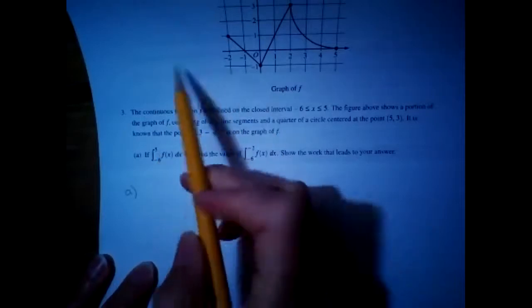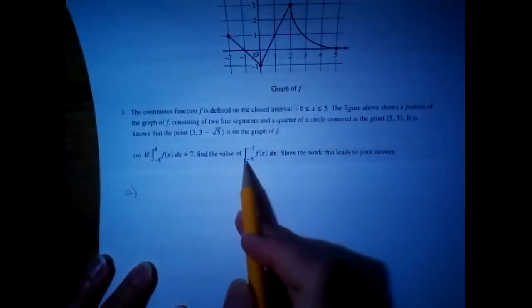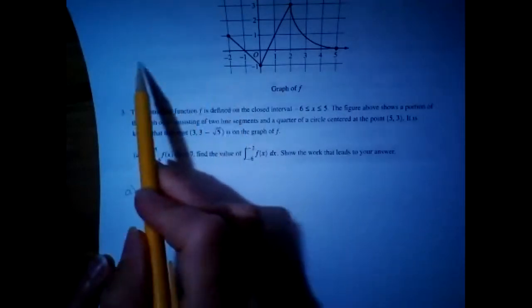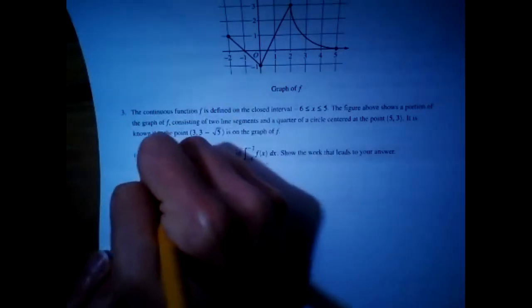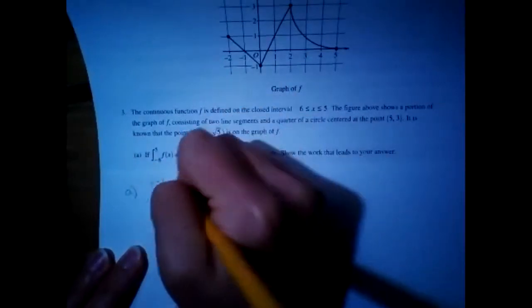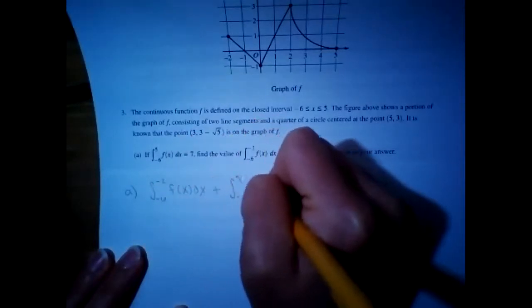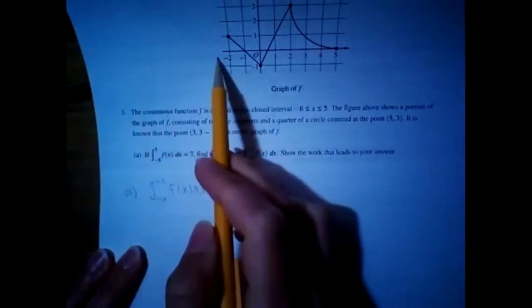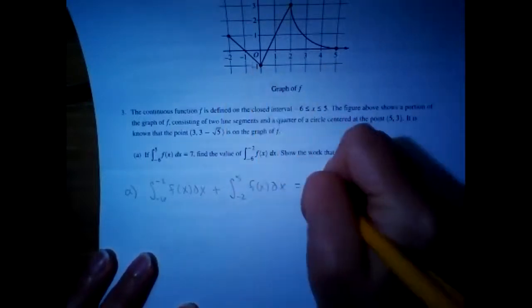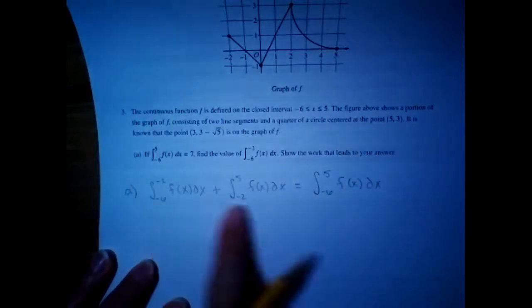It'll come up later. All right, the integral from -6 to 5, so that's the whole thing, is 7. Find the value of the integral from -6 to -2. So what is that missing part? The integral from -6 to -2 of this function, plus the integral from -2 to 5 of this function. From -6 to -2 is the missing bit, and -2 to 5 is the part we have. That's going to give us the whole thing from -6 to 5. So it's like part plus part equals the whole thing.